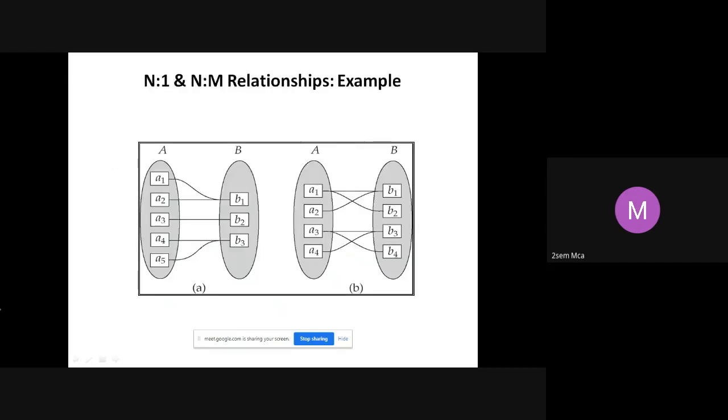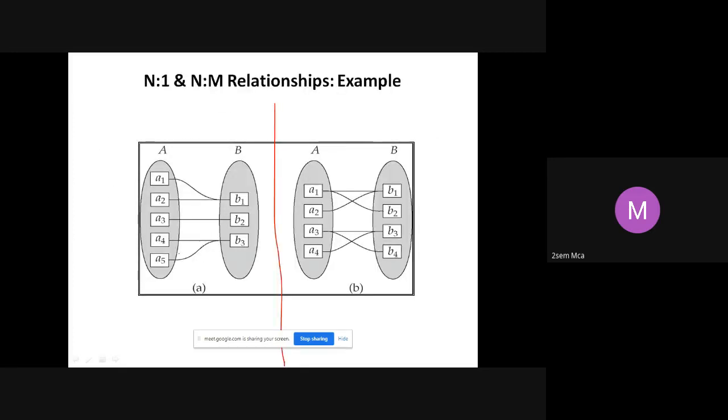So again, this is just a pictorial representation. This is n to 1, that is many to 1, on the left side that you are seeing. The right side is many to many. Okay.